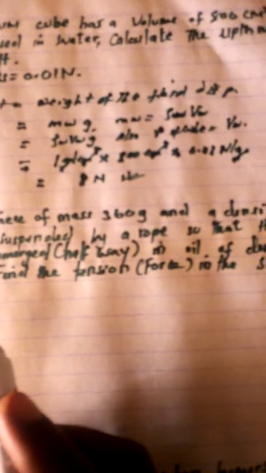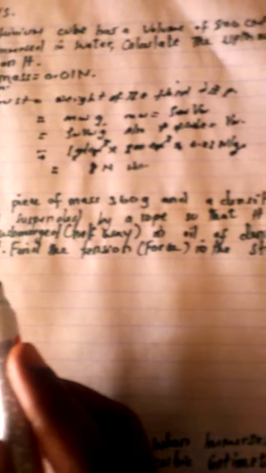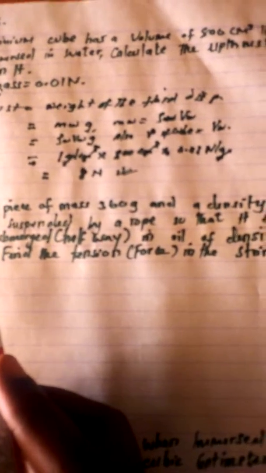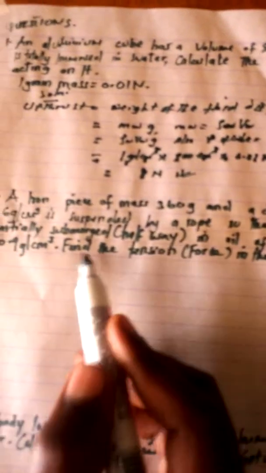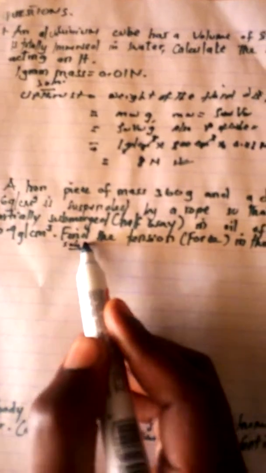The second question says that an iron piece of mass 360 gram and a density of 6 gram per cubic centimeter is suspended by a rope so that it is partially submerged halfway in oil of density 0.9 gram per cubic centimeter. The question is asking to find the tension, which is the same as the force in the string.